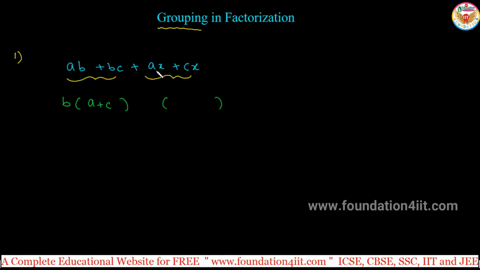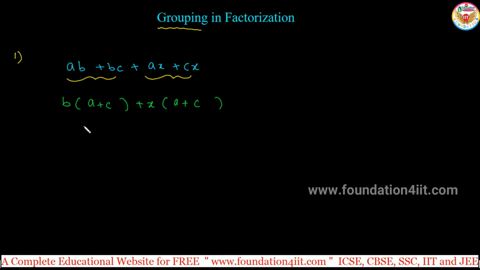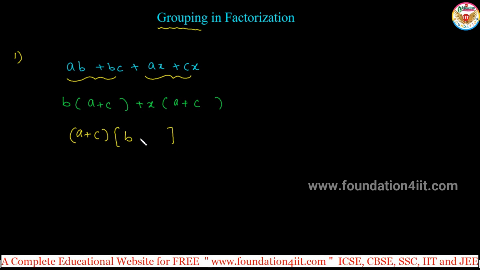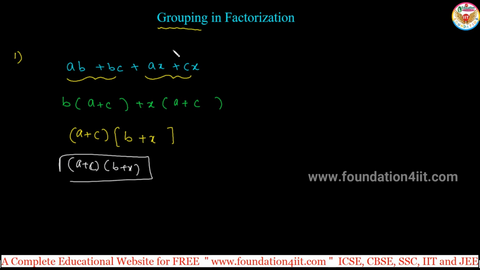Now from the last two terms, ax plus cx, I can take x common, then a plus c is left. This is like the previous method, taking the common factor. From the first two, the highest common factor is b, and from the last two terms it is x. Now we can take the grouping. It is a plus c and a plus c. Now a plus c is the common factor overall, and here is b plus x. If you multiply again, the same thing will come. Now this is the answer: a plus c into b plus x is the factorized form. So the given expression is written as the product of two or more expressions.